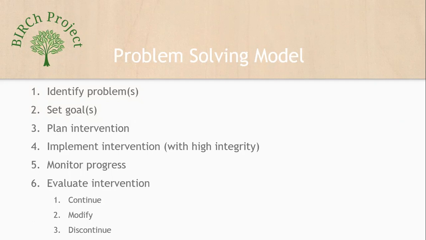Once we've identified the problem, we can set goals that are reasonable and realistic for a student to make progress. We can implement an intervention, monitor that intervention and the extent to which a student is making progress, and then make decisions about whether or not that intervention was effective, and use those data to either continue the intervention, modify it in some way, or discontinue the intervention.